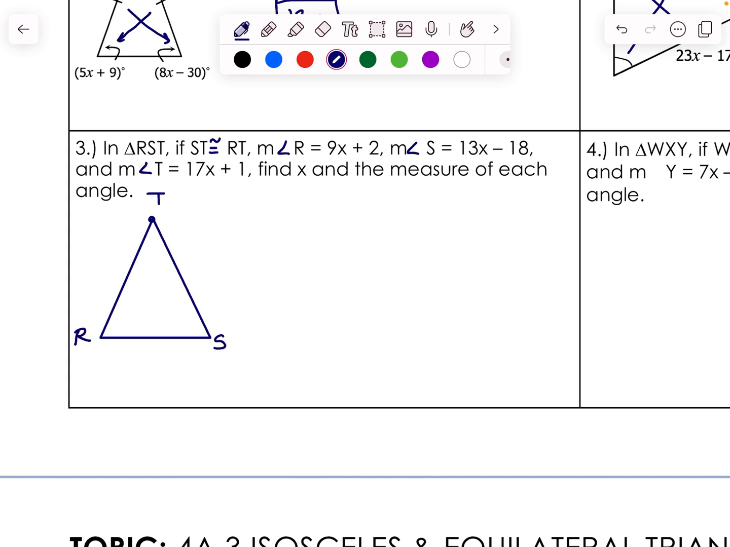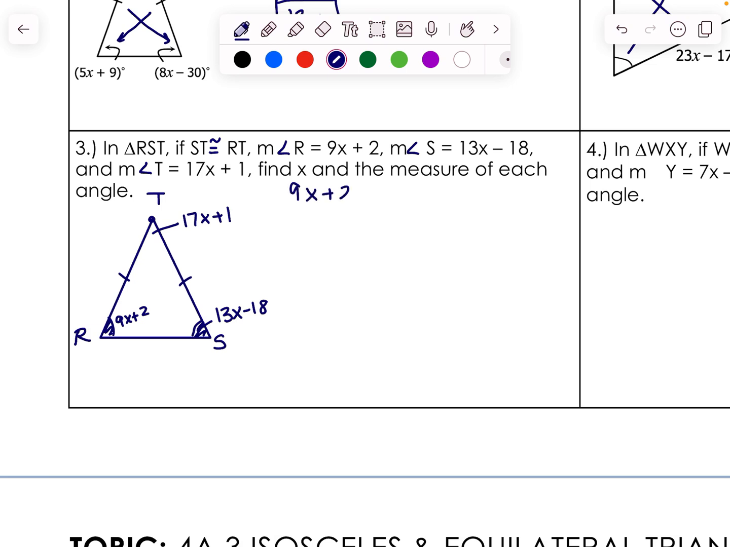Okay, well I know angle R is 9x plus 2. Angle S is going to be 13x minus 18. And then angle T is going to be 17x plus 1. Okay, so our base angles are going to be the ones that are congruent. So R and S.